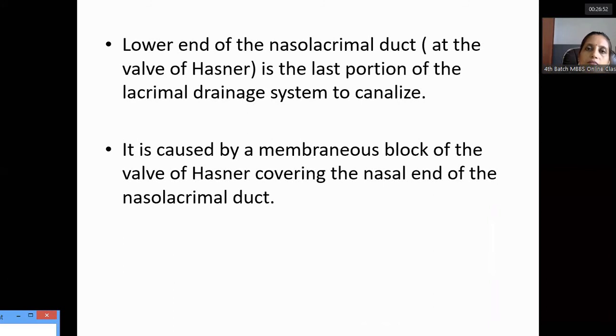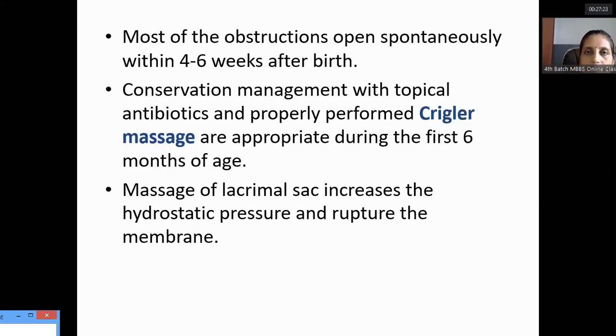The lower end of the nasolacrimal duct at the valve of Hasner is the last portion of the lacrimal drainage system to canalize, and it is caused by the membranous block of the valve of Hasner covering the nasal end of the nasolacrimal duct. So it's at the level of the valve of Hasner, the nasal end, which is the last portion to canalize in the lacrimal drainage system. So there is a membranous block at this end, so there will be the watering.